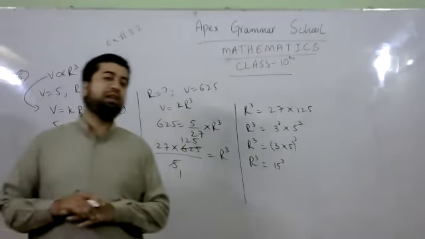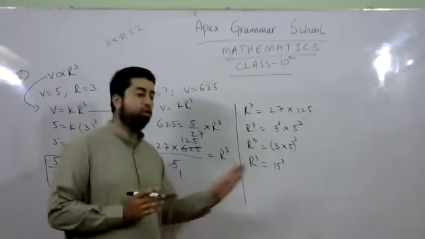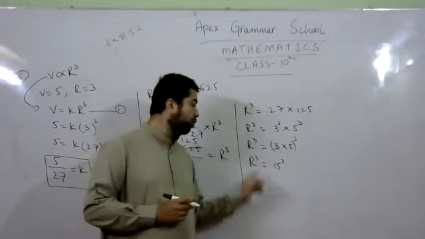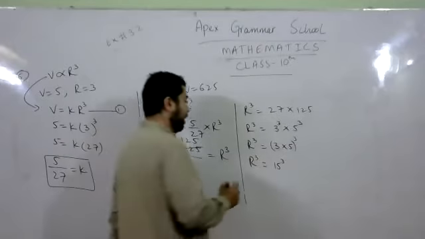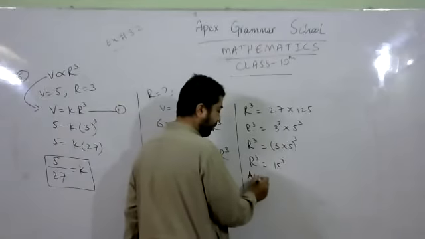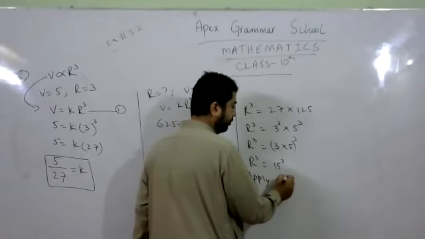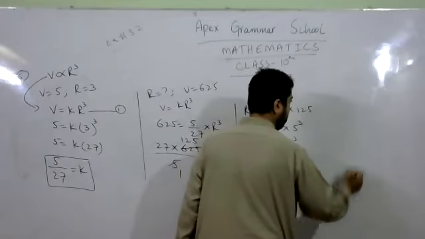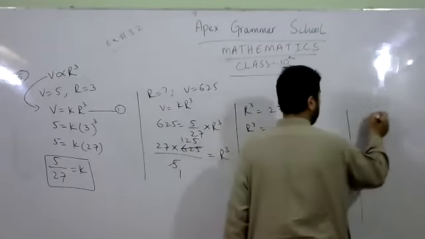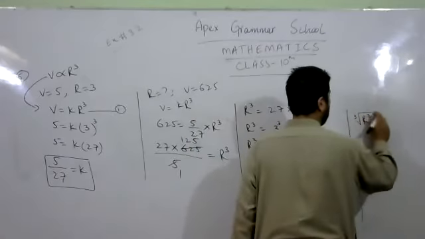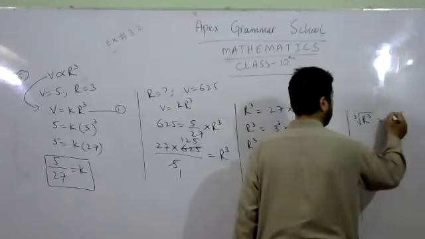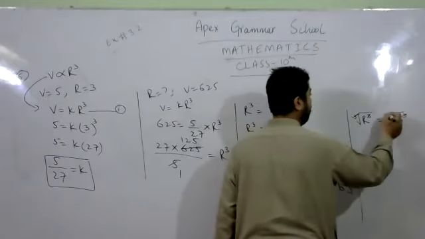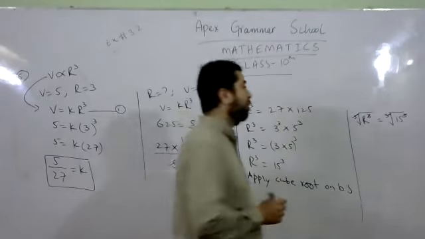We don't need to find the value of r cubed, but we need to find the value of r. So this is a cube. We need to remove this cube. So we will apply the cube root on both sides. So apply it. r cubed is equal to 15 cubed. This 3 will cancel with this 3, this 3 will cancel with this 3. So the value of r here is 15.